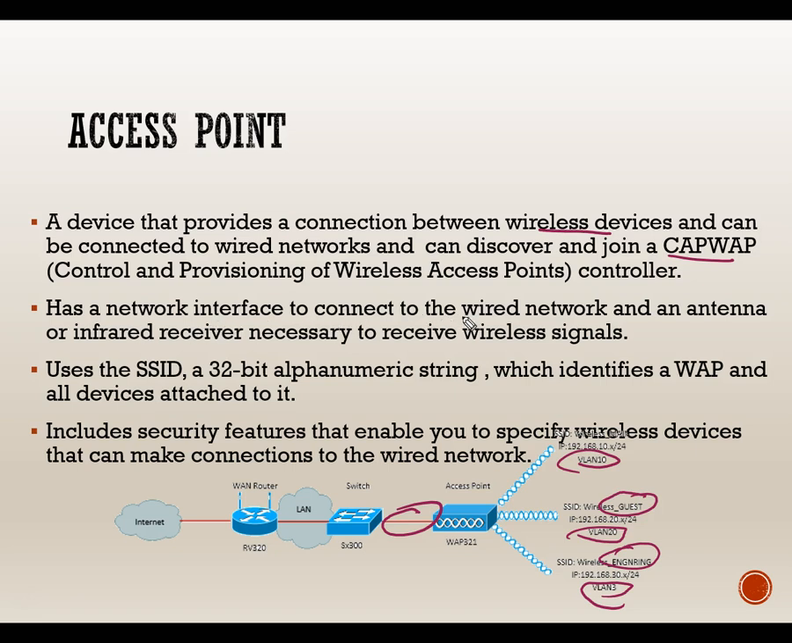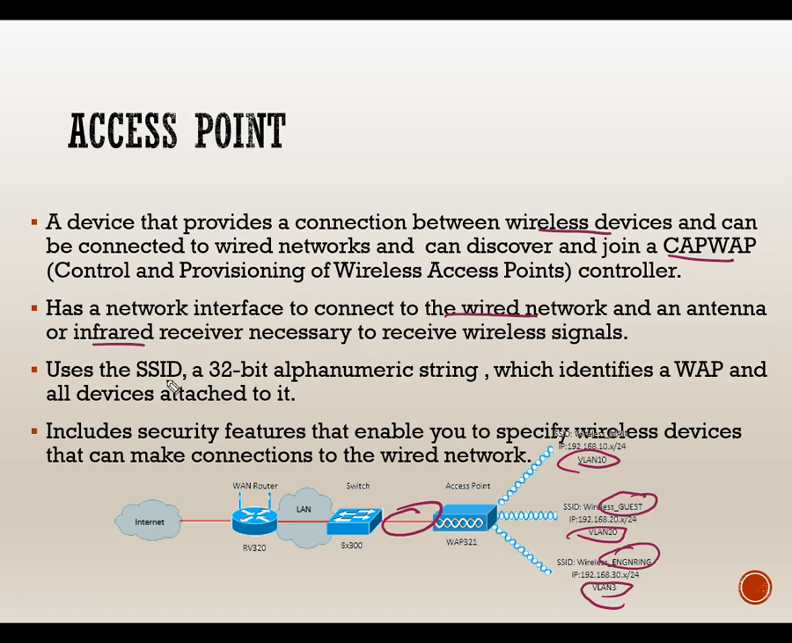Network interface to connect to the wired network, and an antenna or infrared receiver. Maybe infrared's very, very short distance, very, very slow. So you may or may not. Infrared remote control on a television is the more likely place to find an infrared receiver, although I think most of the new ones are actually an RF remote.